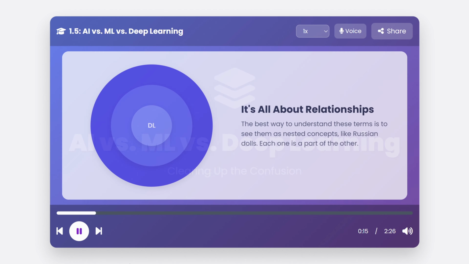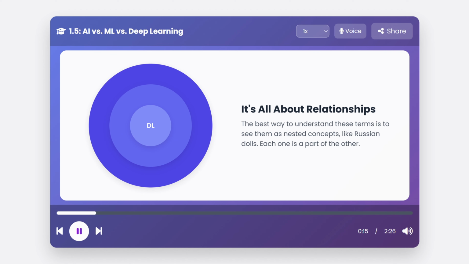other. The absolute best way to understand the difference is to visualize them as nested concepts, like a set of Russian dolls. They aren't separate things, they are layers of the same idea. We have the biggest doll on the outside, a smaller one inside it, and an even smaller one inside that. Let's open them up one by one.